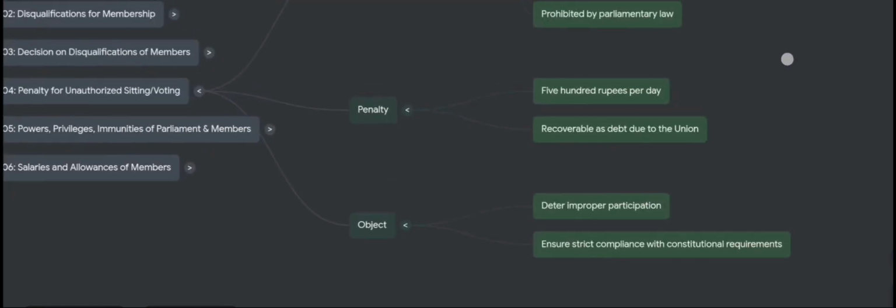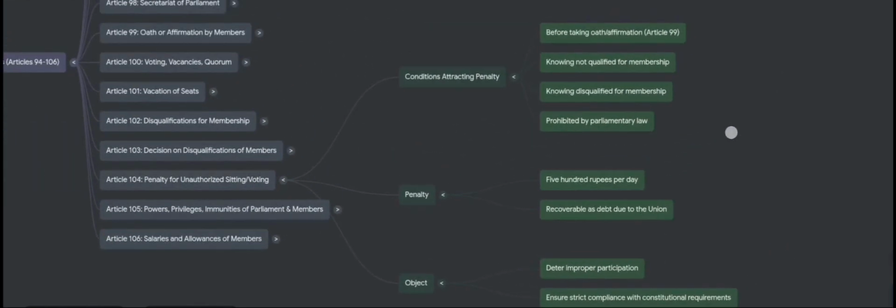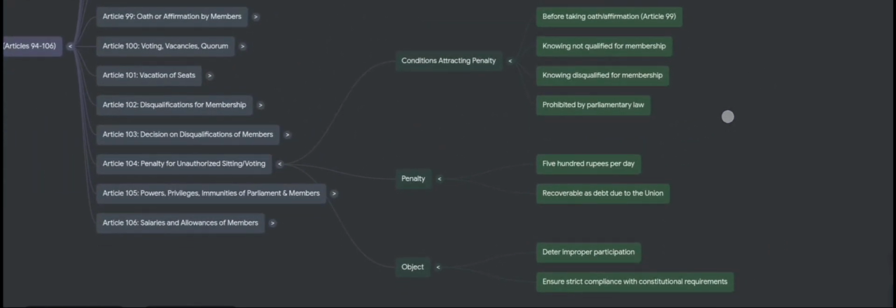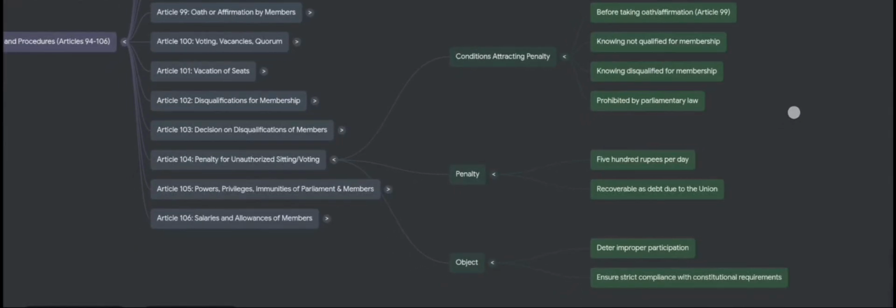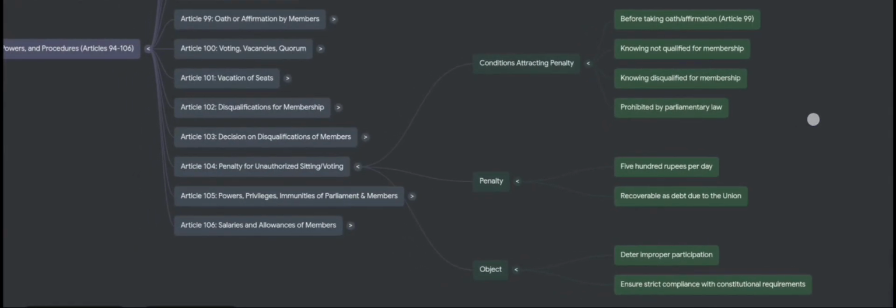Precisely. Article 104 acts as a clear deterrent against unauthorized participation in parliamentary proceedings. The penalty applies if a person sits or votes as a member under 3 specific conditions. 1, before they have taken the oath or affirmation required by Article 99. 2, when they know they are not qualified or that they are disqualified from membership.